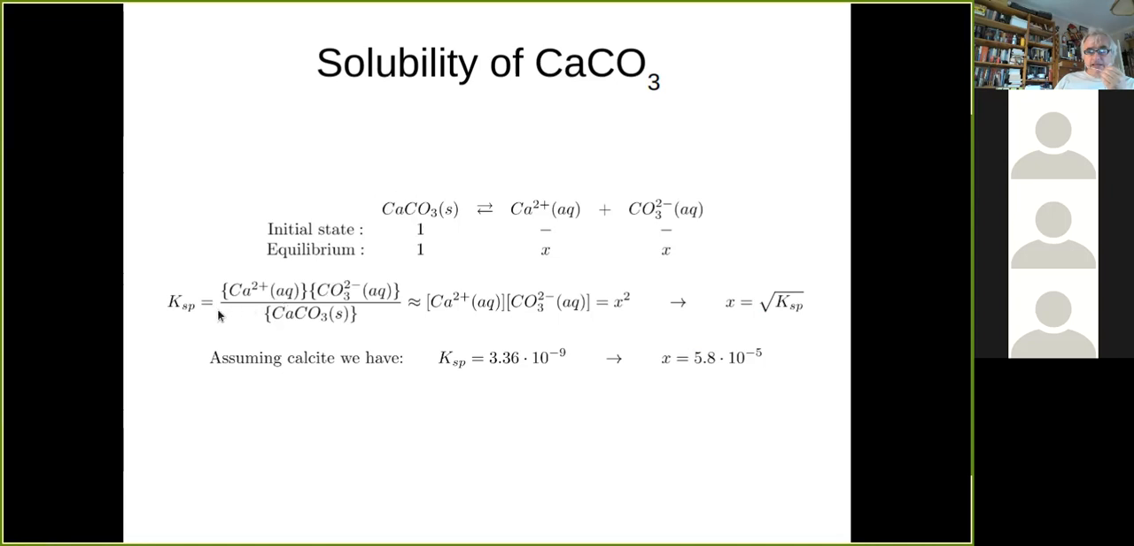You see here that the equilibrium constant is defined as the product of the right-hand side divided by the left-hand side. There is only calcium carbonate on the left hand. But these curly brackets mean something special. They mean something called activity. And this is compared to a standard state.